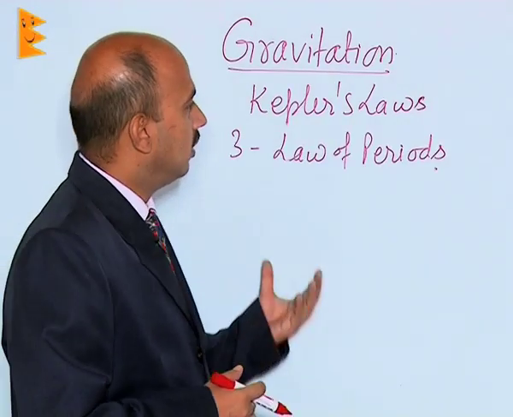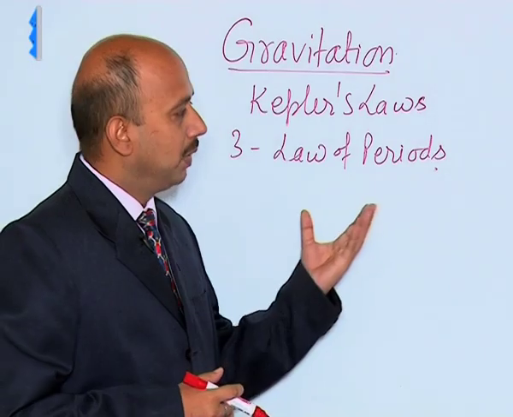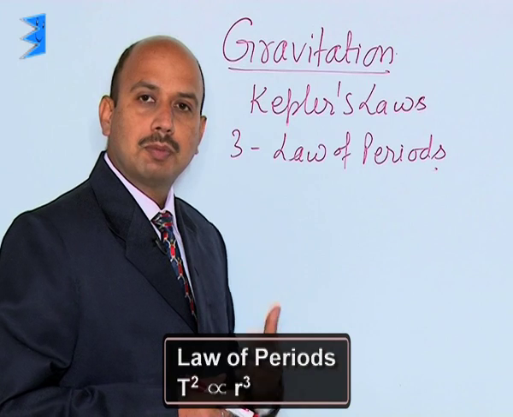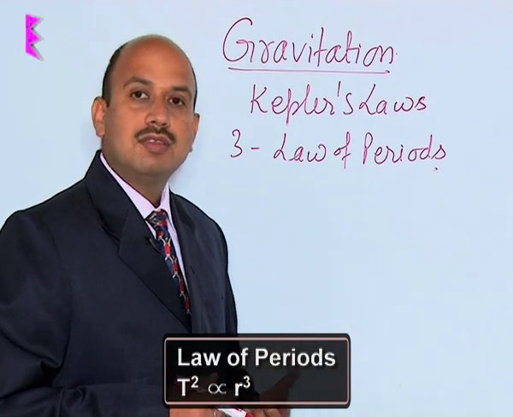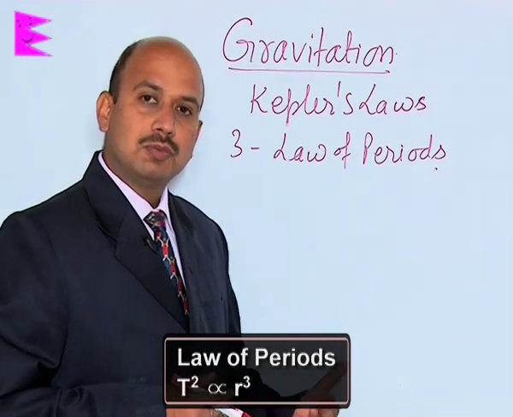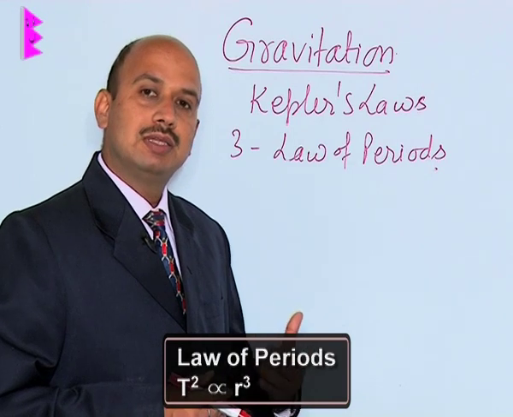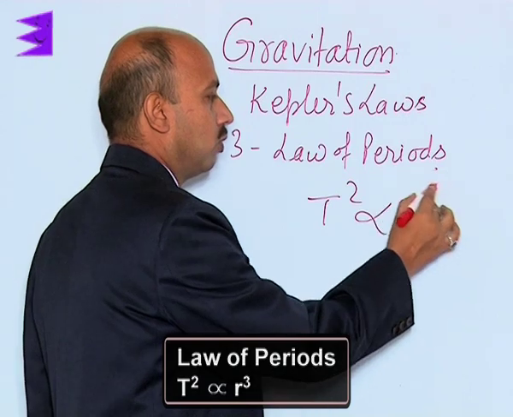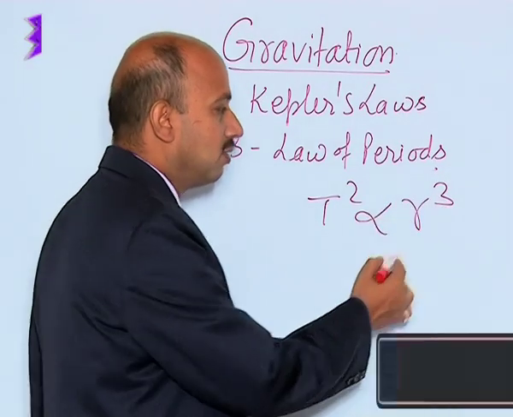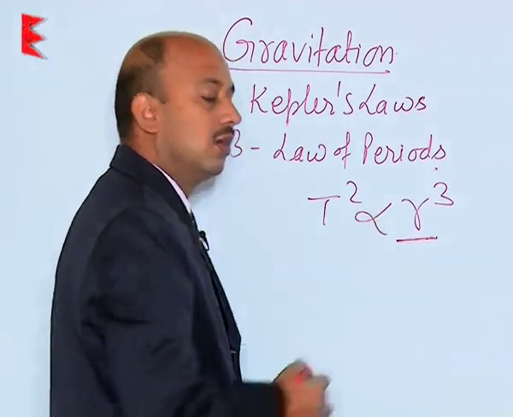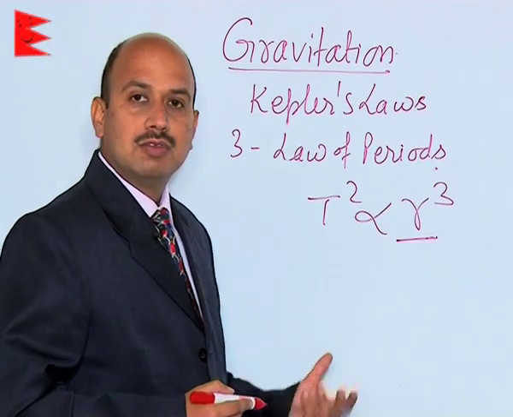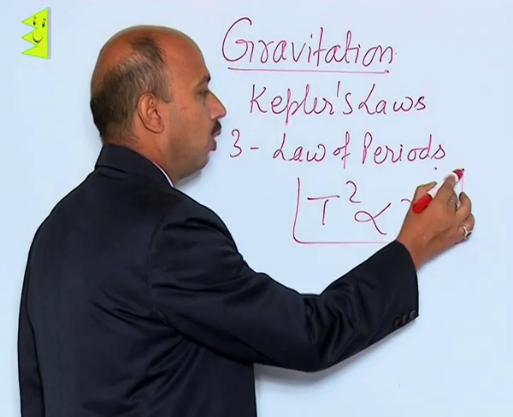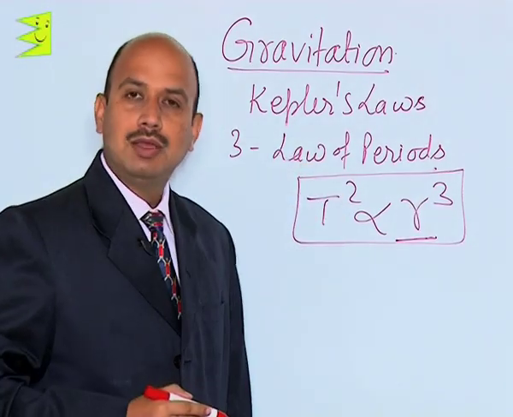Now see, this is the third Kepler's law, the law of periods. According to this law, the square of the time period of the planet around the sun is directly proportional to the cube of the semi-major axis of the ellipse, that is, T squared is proportional to r cubed. So r is the radius of the ellipse, that is actually the semi-major axis of the ellipse. So this is the third law of Kepler, the law of periods.